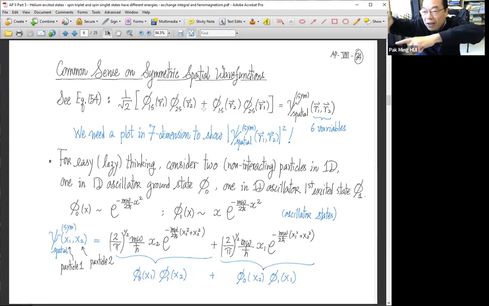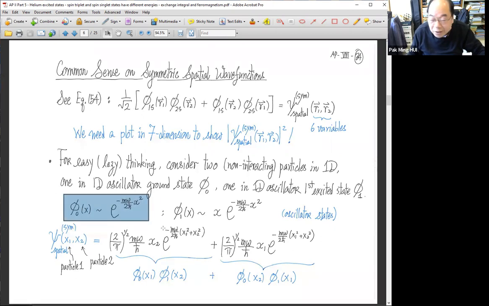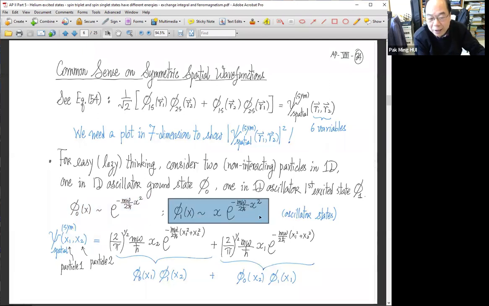Let's have the two particles live only on one dimension, on the x-axis. I have two particles, 1 and 2. They are confined in a harmonic oscillator potential. So 1 will be in the ground state, 1 will be in the first excited state. Easy enough, right? So it is the analogy, 1s, 2s. So one particle is in the harmonic ground state. I write it out for you here. This is the harmonic oscillator ground state. This is the harmonic oscillator first excited state.